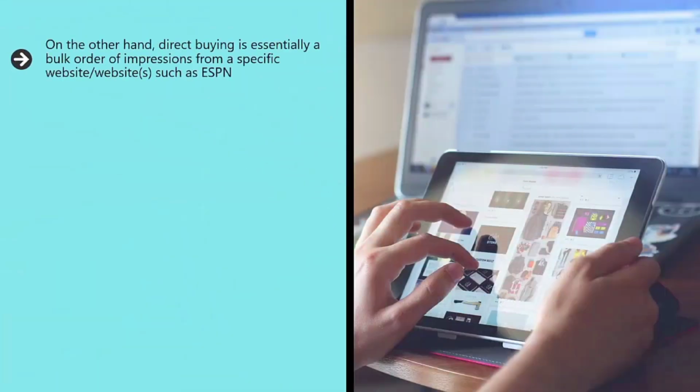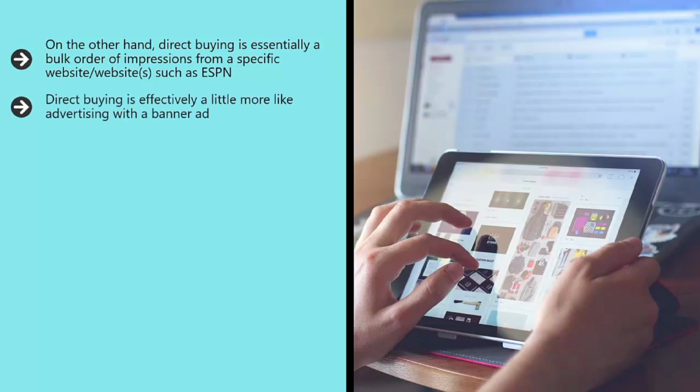On the other hand, direct buying is essentially a bulk order of impressions from a specific website or websites, such as ESPN. You can still filter your impressions by a range of factors, such as location or browser, but essentially you will be targeting a specific site and securing a place on that precise spot. Direct buying is effectively a little more like advertising with a banner ad, while RTB is a little closer to the PPC model. Here you bid for spots across a range of websites, while still having a little more control.